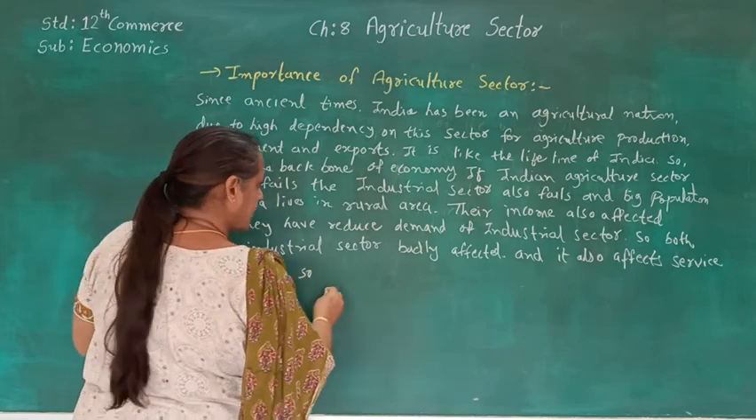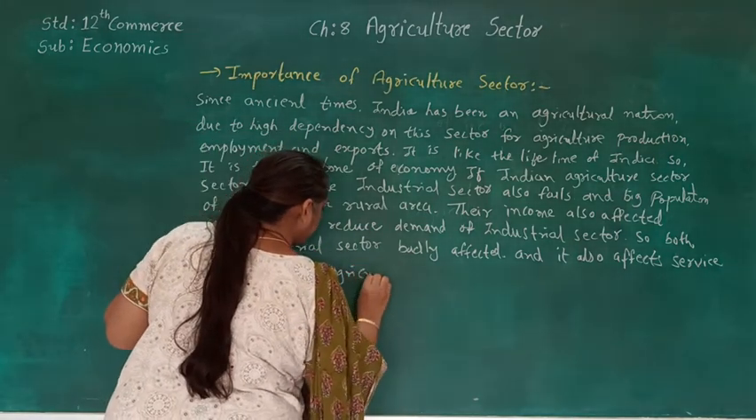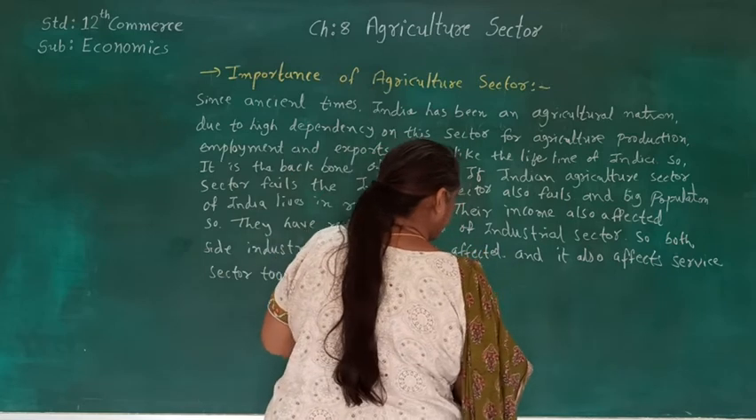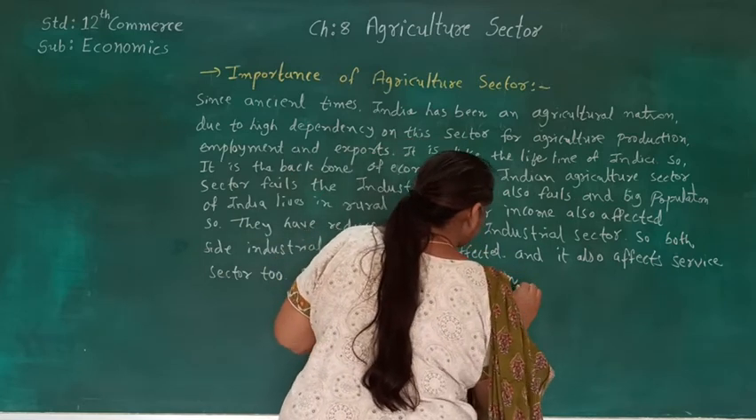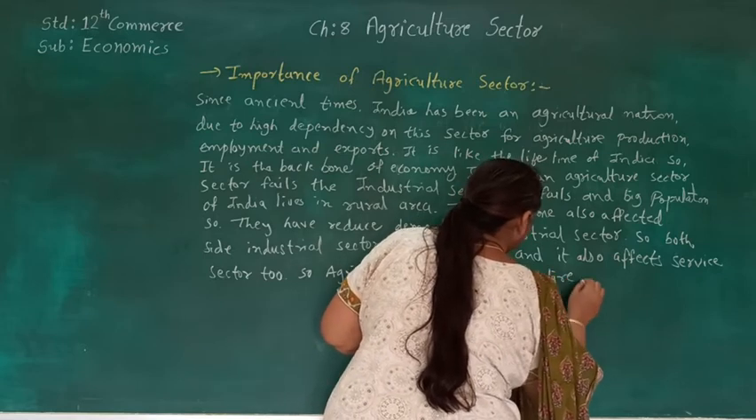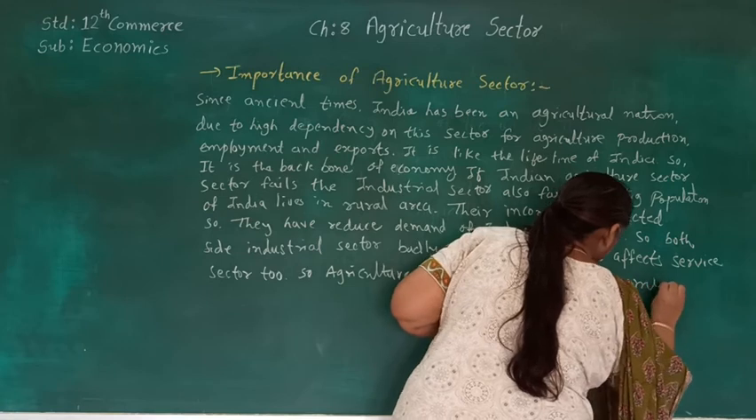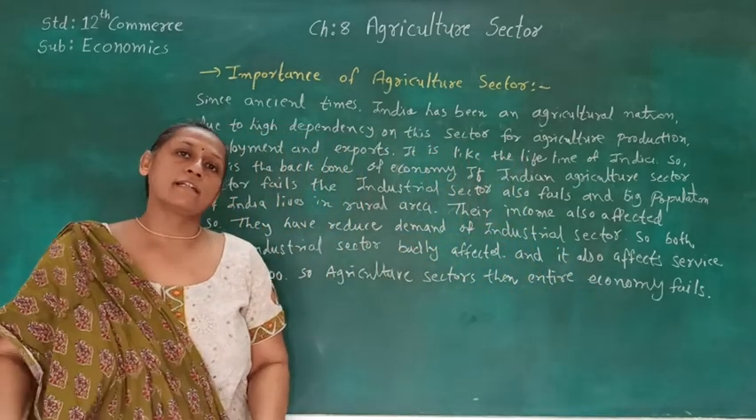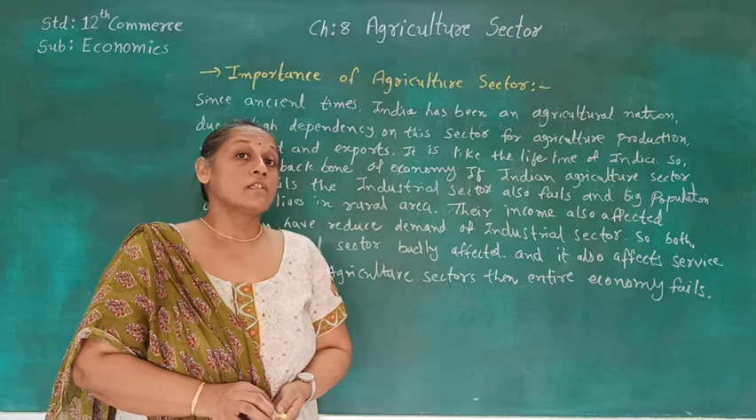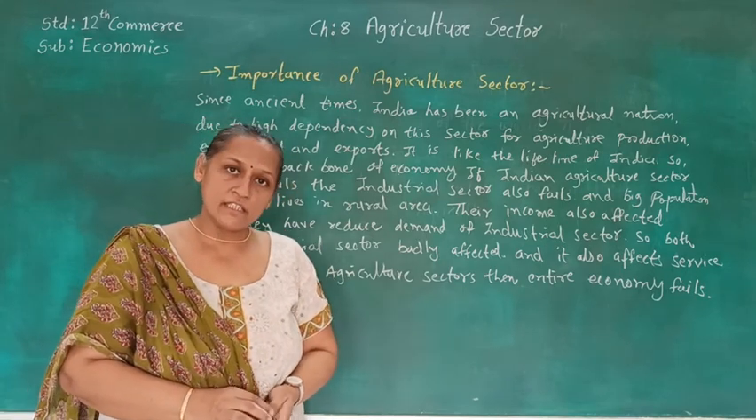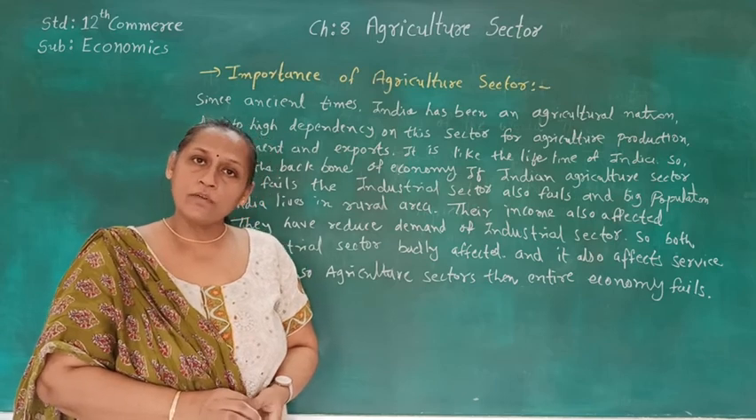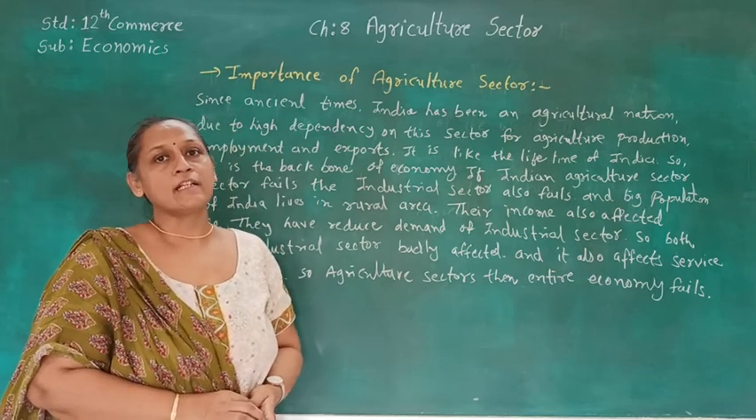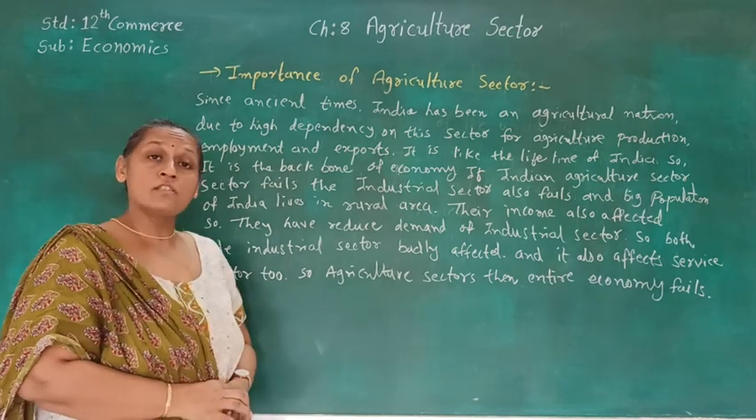So if the agriculture sector fails, then the entire economy fails. This is why the agriculture sector is called the backbone of the economy. Although India has focused on the industrial sector after the second 5-year plan from 1956, even for the focus on the industrial sector there is a need of the agriculture sector. So this is the importance of the agriculture sector.